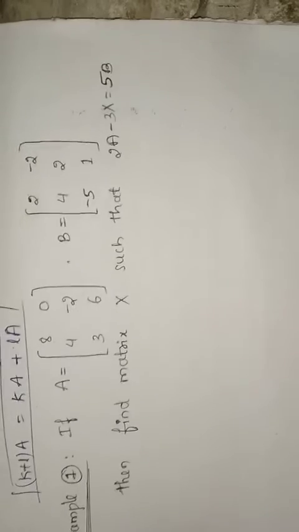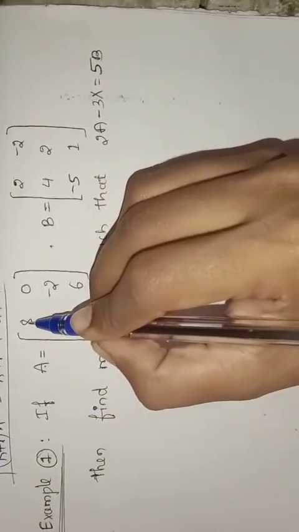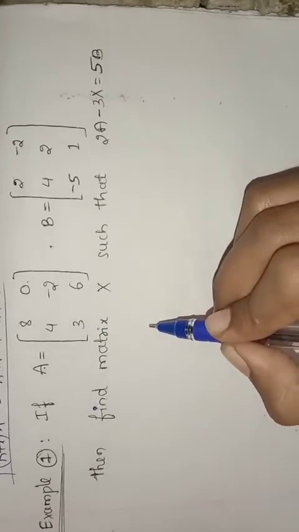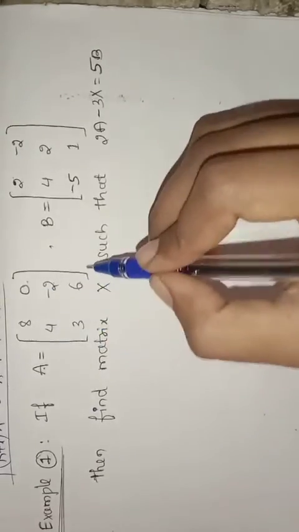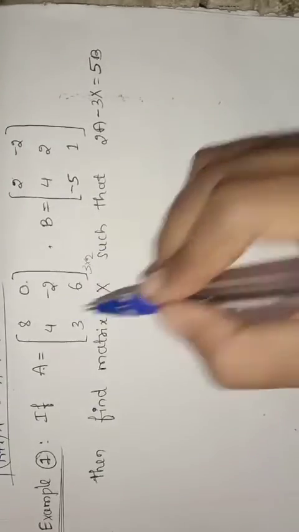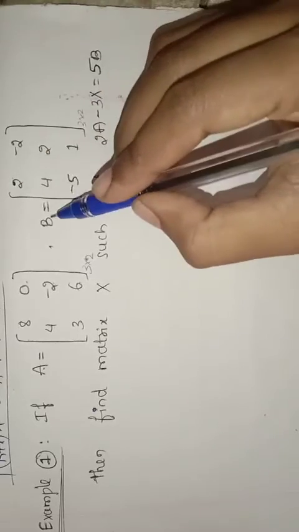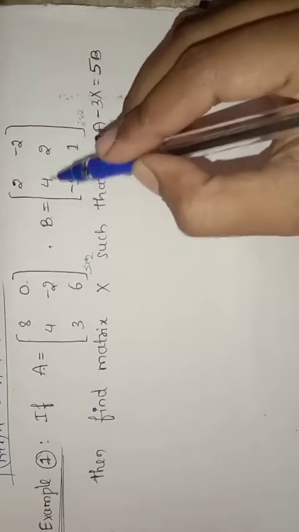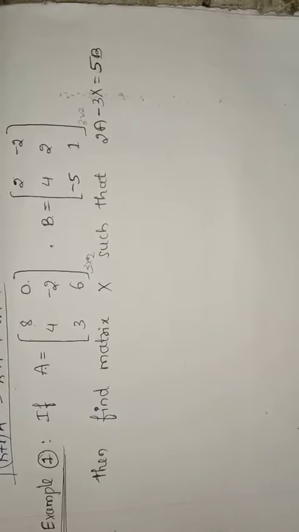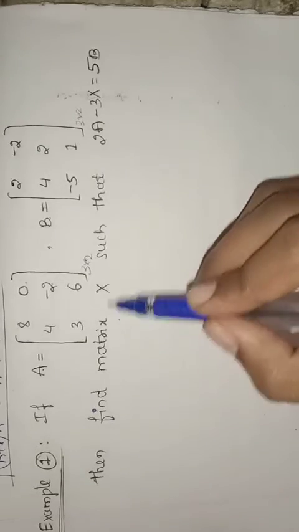See, we have a first example. If matrix A is equal to 8, 0, 4, minus 2, 3, 6. So the order is 3 rows and 2 columns, 3 cross 2. This is a matrix of order 3 cross 2. See, this is also the same. So here we have a matrix B, that is 2, minus 2, 4, 2, minus 5, 1. So we have two matrices A and B with the same order. Then find the matrix X.